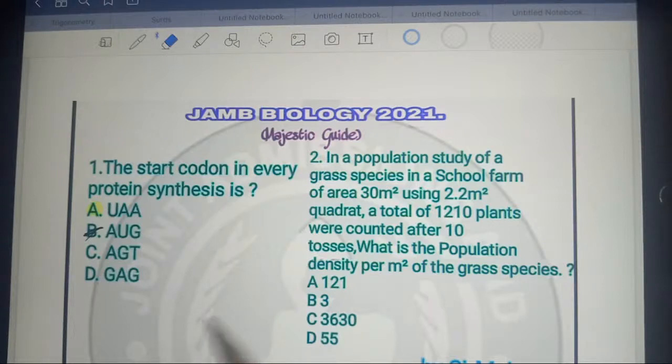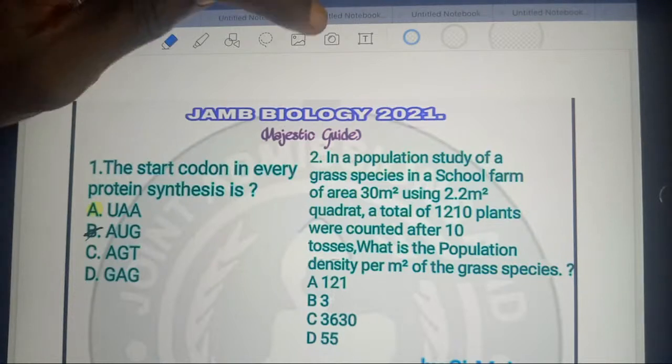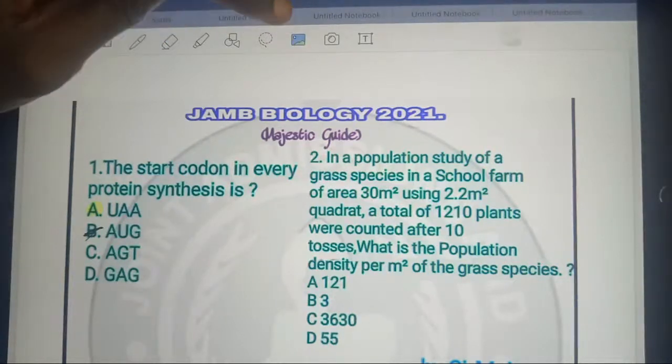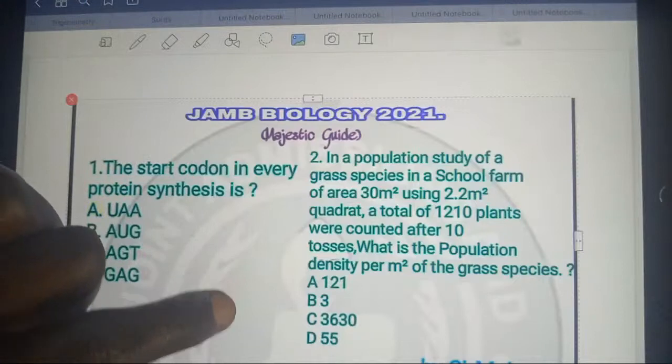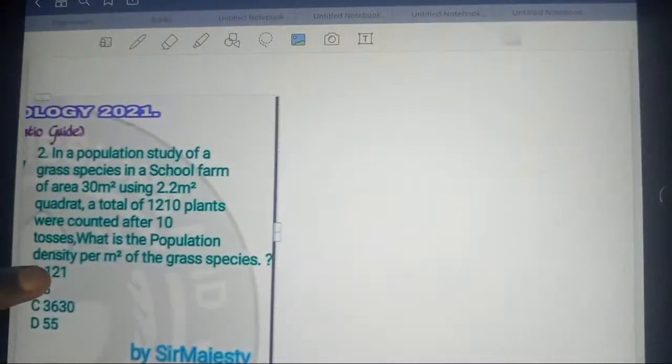So number 2 says, this is a typical calculation. In a population study of a grass species in a school farm of area 30 meters square using 2.2 meters square quadrat, a total of 1,210 plants were counted after 10 tosses. What is the population density per meter square of the grass species? So in this question, you are required just to do justice to that. You do your calculations. Let me shift this a bit and use our book.